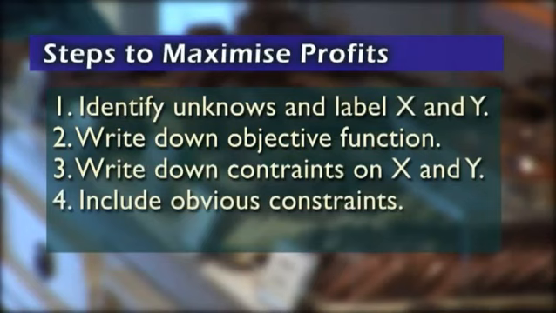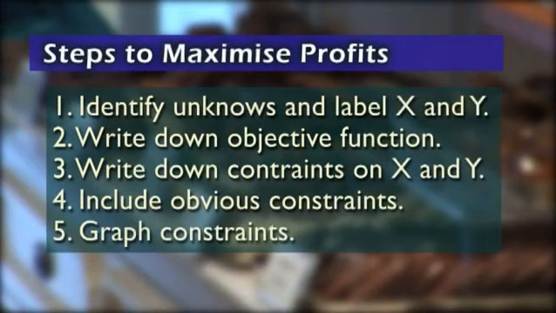Fourth, write down any obvious constraints, such as which you may have forgotten about. Often these are non-negativity constraints. Here, for example, the output of batches of chocolate can't be less than 0. And fifth, graph the constraints in order to find the feasible area. That is, all the options that are possible. Just what choices does our chocolate manufacturer have that he can consider?